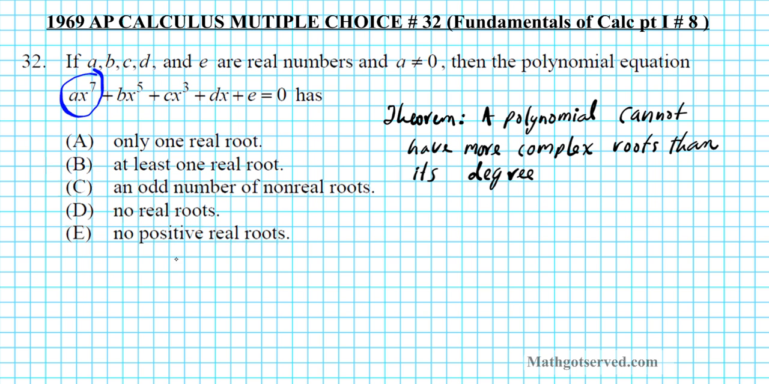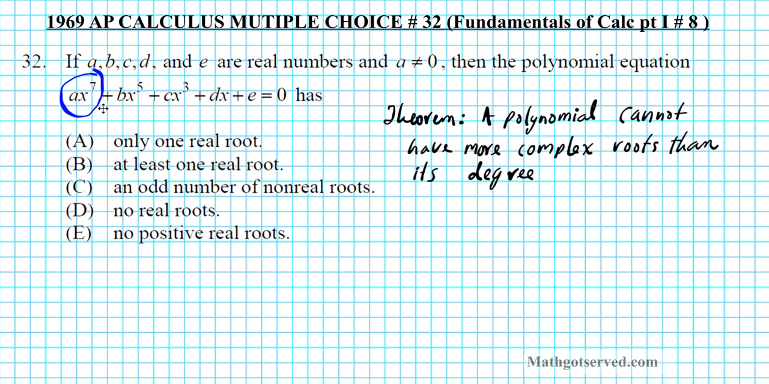Now, what else can we discern from this situation? The degree is 7. What kind of number is 7? 7 is an odd number. So what do we know about the least possible number of roots that an odd degree polynomial can have? If you have an odd degree for your polynomial, you're always guaranteed to have at least one real root. You're guaranteed at least one real root.